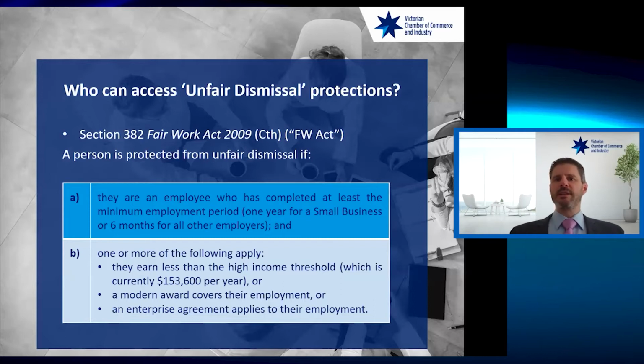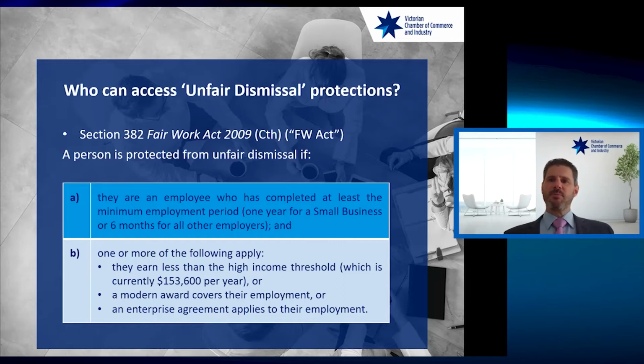So who can access these protections? They're quite good protections, the unfair dismissal protections, but there are limits to who can apply. There's a time limit for a start. So you must apply within 21 days of the dismissal taking effect, and the application goes to the Fair Work Commission. There's also a minimum employment period. So you must have been employed continuously in the role for at least 1 year for a small business or 6 months for all the other employees.